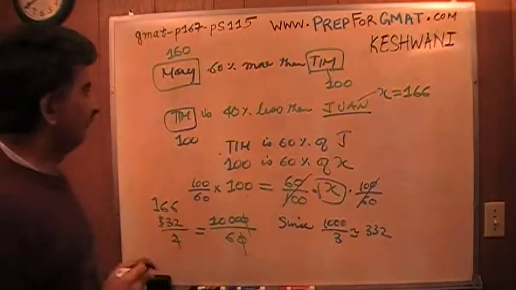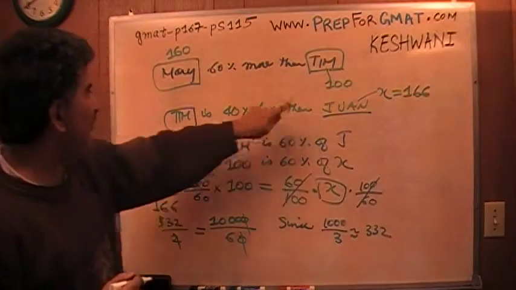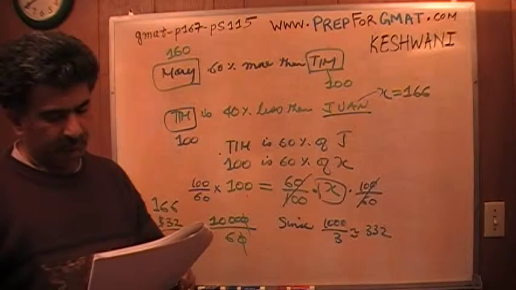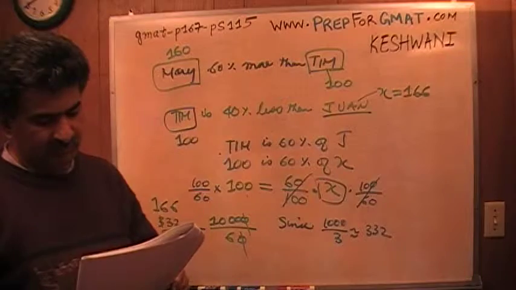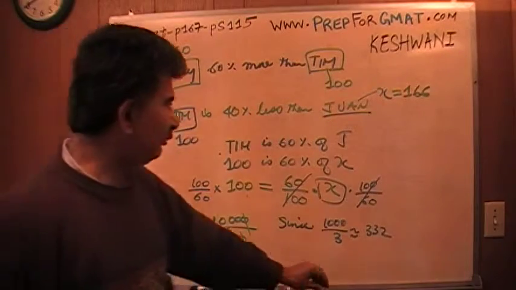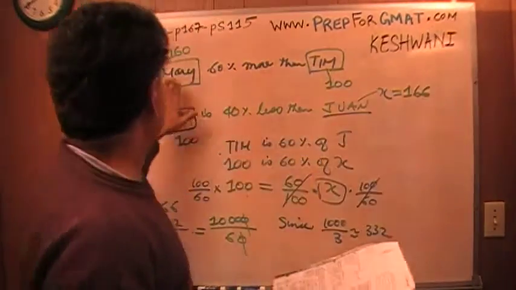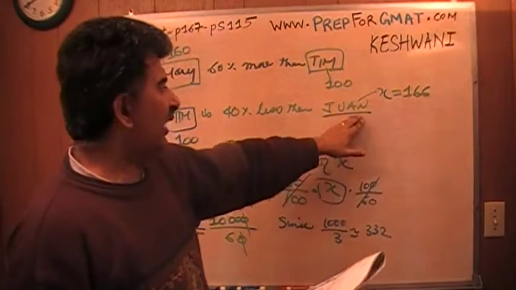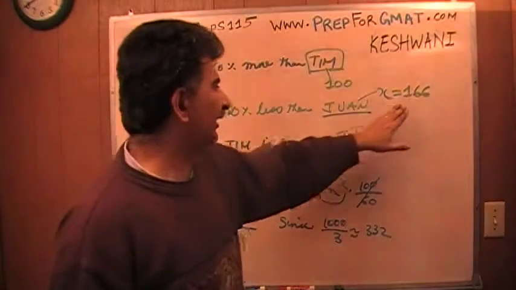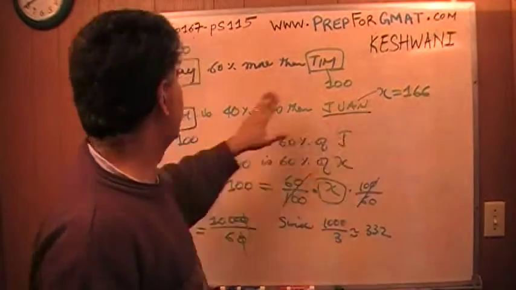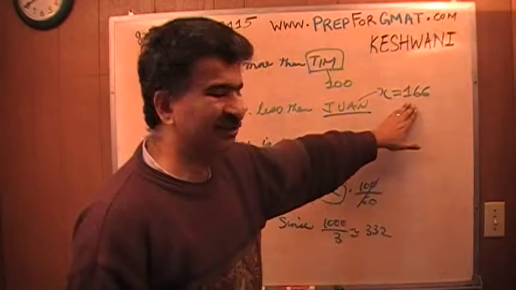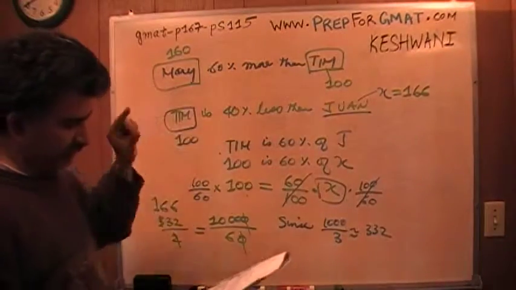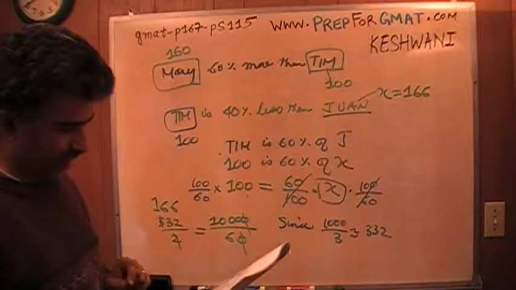As you can see, Juan is just slightly more than Mary. And what is the question asking? What percentage of Juan's income is Mary's income? Well, since Juan is just slightly more than Mary's income, if this had been 160, 100% of Juan's income would have been Mary's income. Since this is 166, a little less than 100% of Juan's income would be Mary's income. Just a little less. Let's see what the answer choices are.